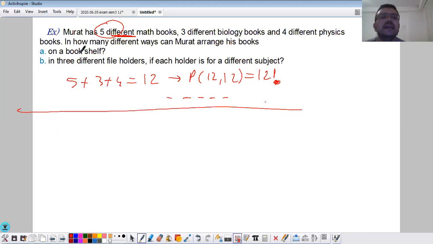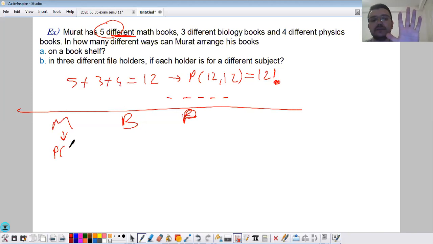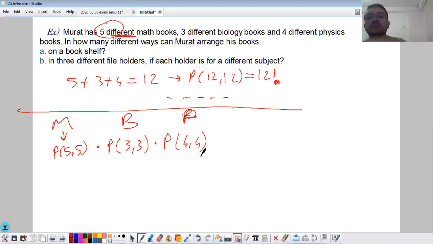So then, in 3 different file holders, each holder for a different subject, you will put the math notebooks next to each other, then biology books, then physics. In here, the idea is inside the math books, they can change places. So we have 5 math books, and they can change places inside each other, like permutation 5, and we want to order all of them. Times, for biology, how many do we have? 3. Then 4. Physics, how many do we have? 4. So you will multiply all of these options.